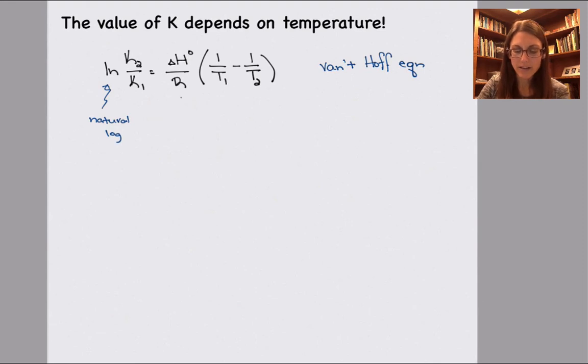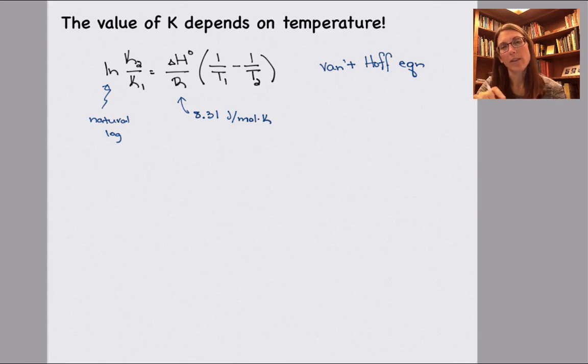But this ideal gas constant is in terms of energy, so it is the same number, just with different units. It's going to have a different apparent value. And this is 8.31 joules per mole Kelvin. And then multiplied by the difference between 1 over T1 and 1 over T2.